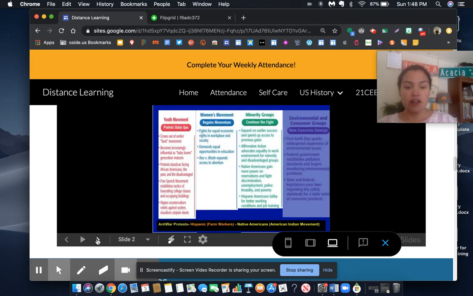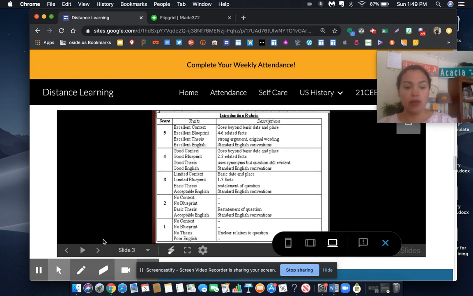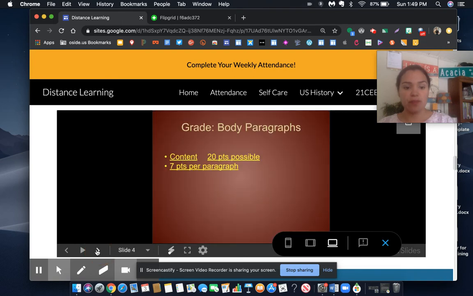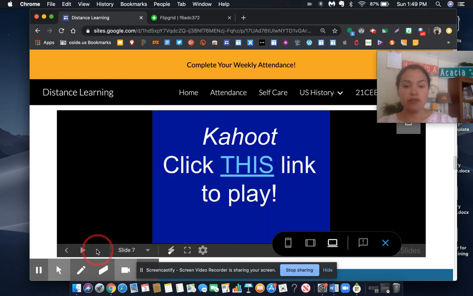In addition, on the slide deck, I have the rubric for how we grade your introduction. Take a look at that to refresh your memory. Remember, you get 20 points possible in content, 7 points per paragraph, so 7 points per group. And the analysis, the conclusion, and then I even have the Kahoot link integrated into this deck for this unit.